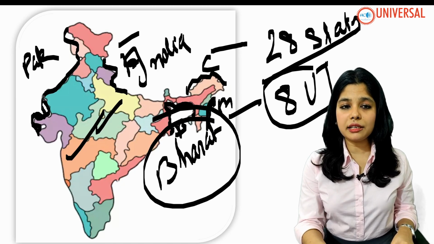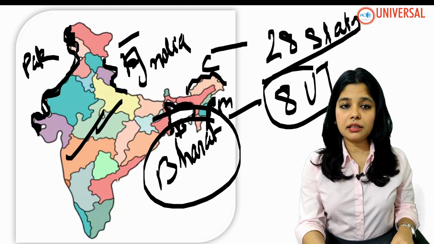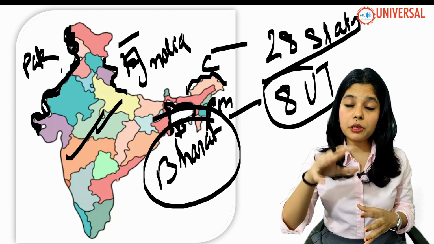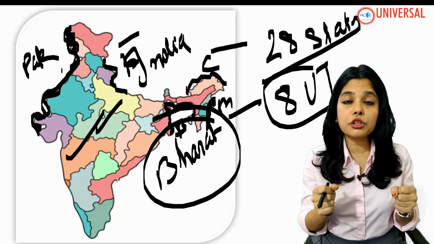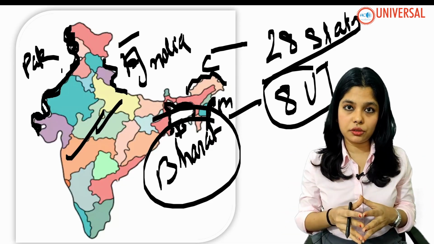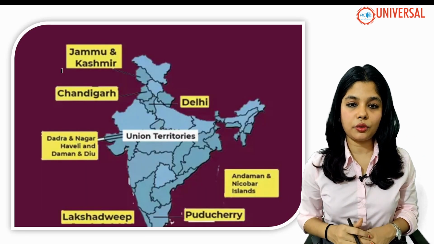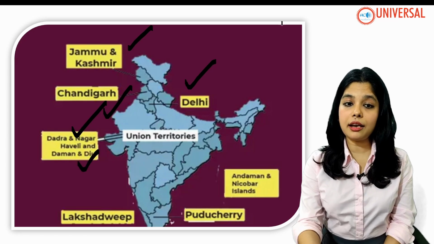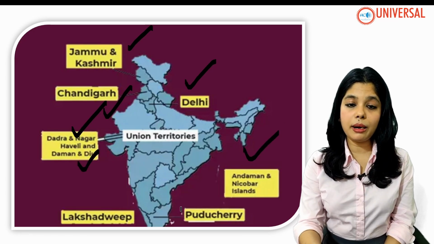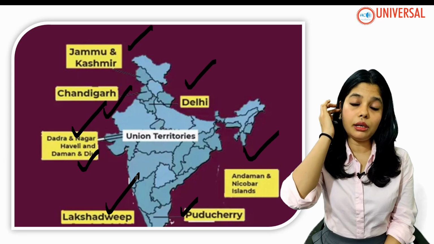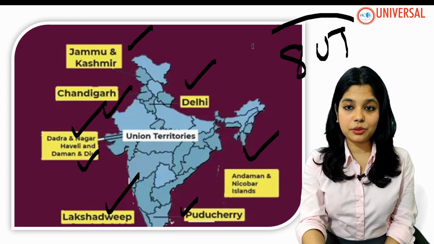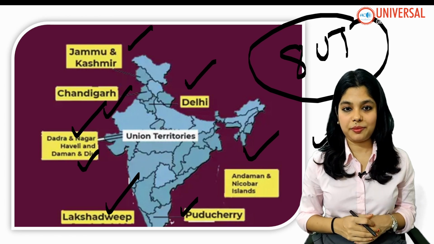For border states we see the defense sector, the defense pact which we have done, the personnel which we have put for more security in the border regions. Correct? And if we talk about the union territories, we have Jammu and Kashmir, Delhi, Chandigarh, Daman, Diu, Dadra and Nagar Haveli. Then we have Andaman, Nicobar, Puducherry, Lakshadweep. We have total how many union territories? We have 8 union territories, my dear students. We have 8 UTs. Correct?